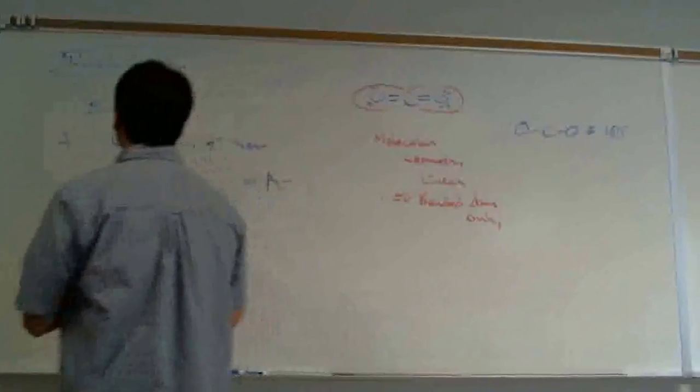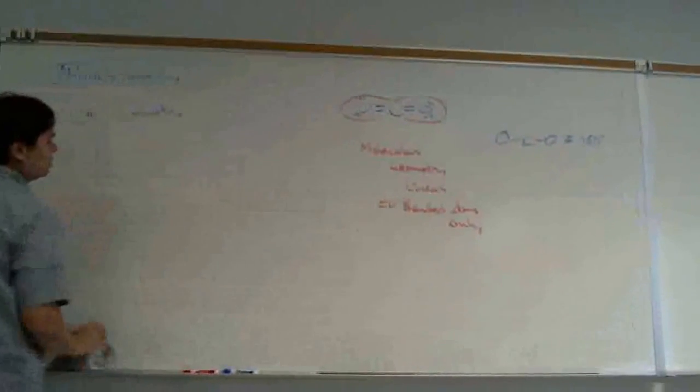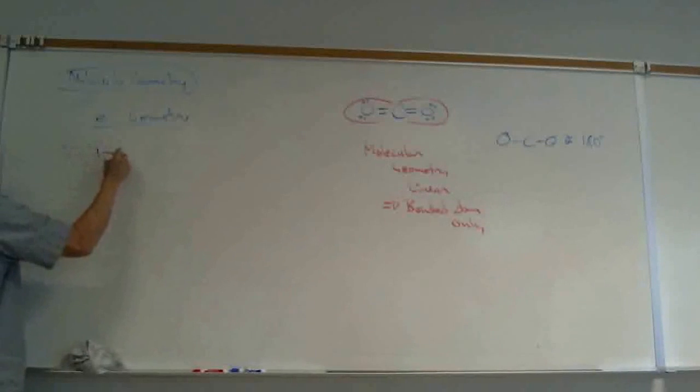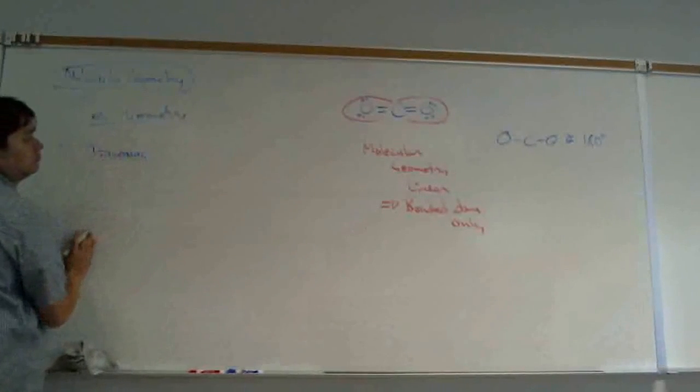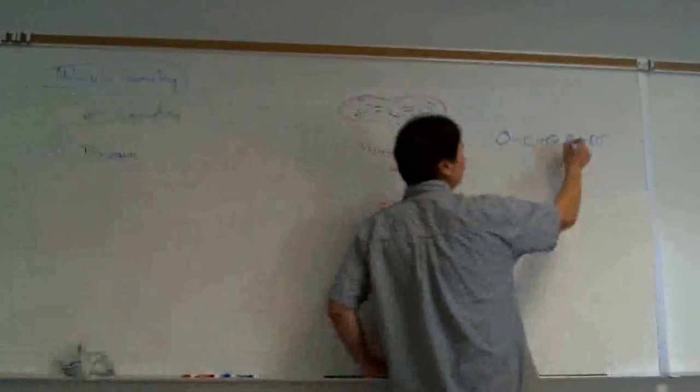That's linear. The next electron geometry that we're going to encounter is trigonal planar. What symbol is that? Which symbol? Is that an angle symbol? Yeah. This one's supposed to be angle.